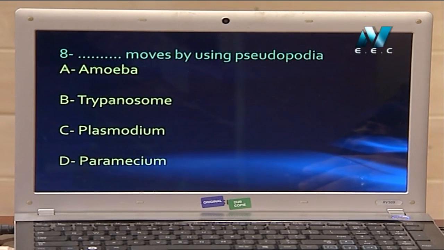Question number 8. Moves by using pseudopodia. Pseudopodia in Arabic we call the false feet. The living organism that moves by pseudopodia, of course, is amoeba. We have amoeba, trypanosoma, plasmodium, and paramecium.